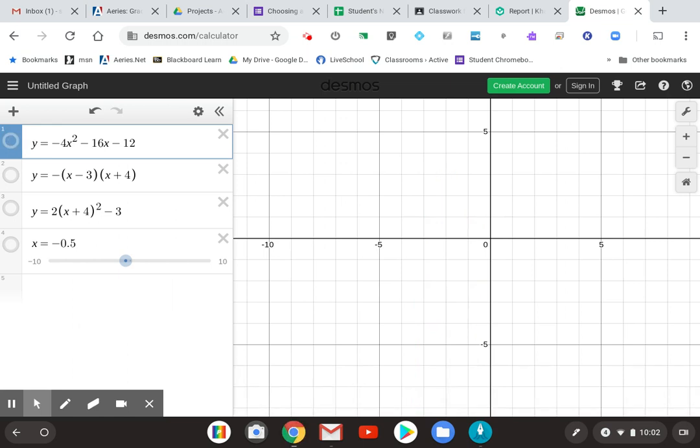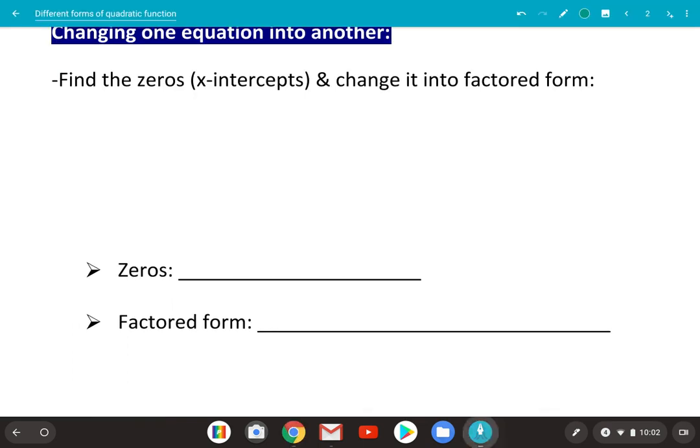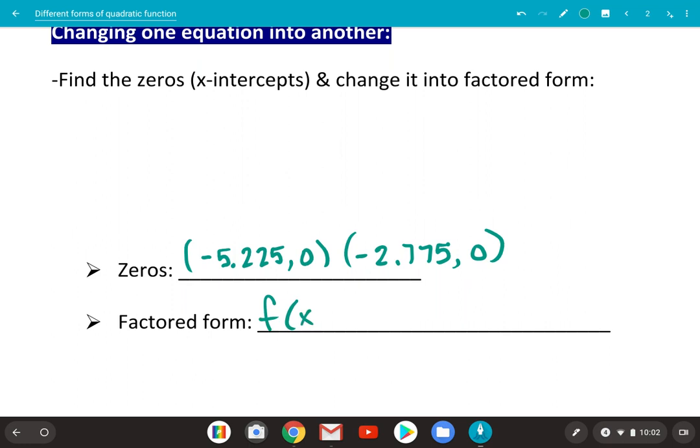So it's vertex form, this one. It crosses, these are not very nice ones, I know, but we can do it. So here it crosses at negative 5.225 and negative 2.775. Awful numbers, but doable. All right, so our zeros are negative 5.225, comma 0, and negative 2.775, comma 0.